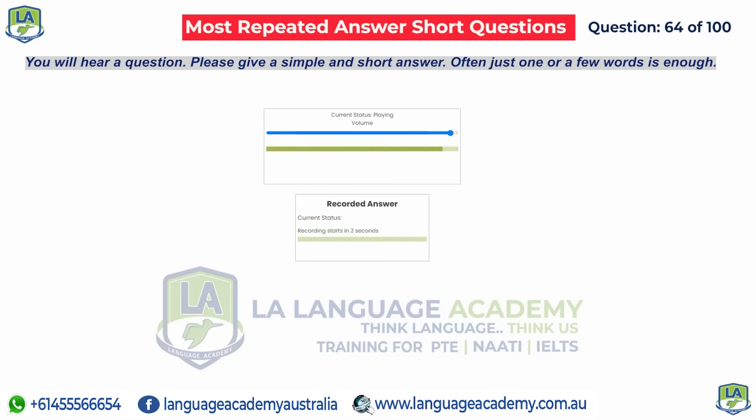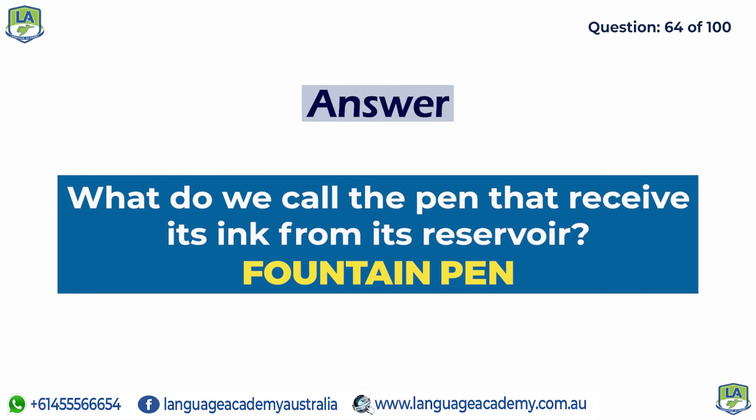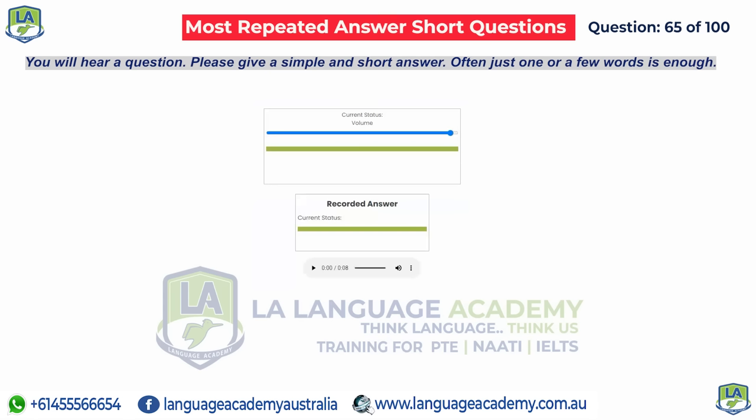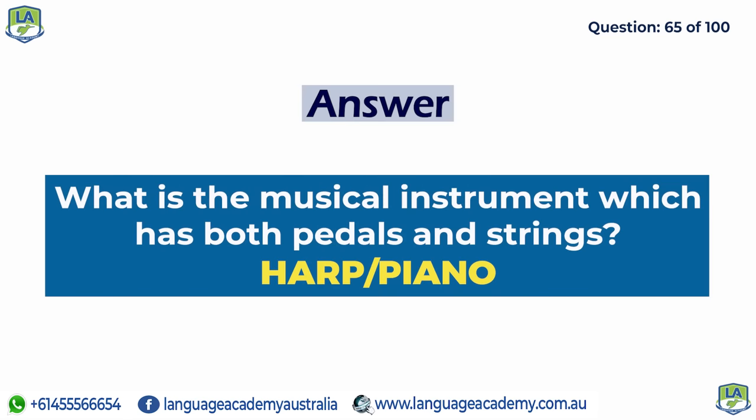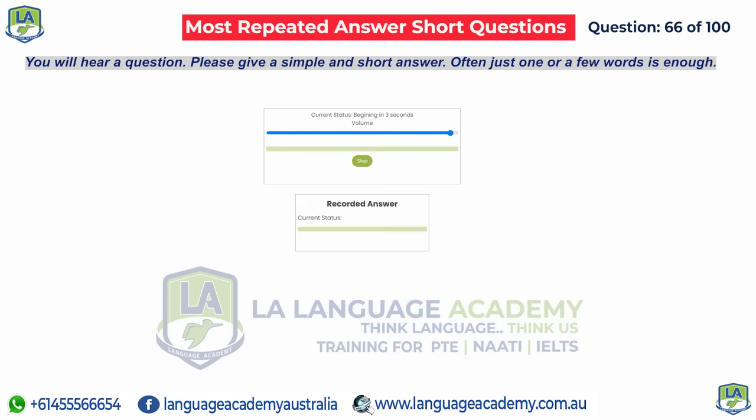What do we call the pen that receives its ink from its reservoir? Fountain pen. What is the musical instrument which has both pedals and strings? Harp, piano. Where can we find the page numbers of books?